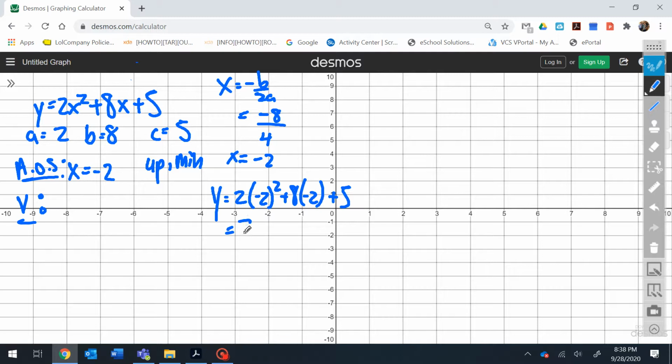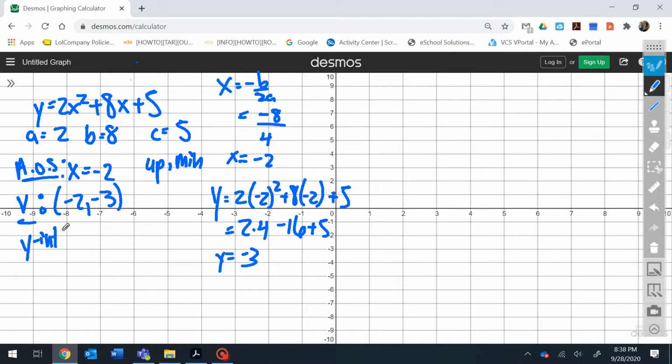So negative 2 squared is 4. That's negative 16, plus 5. So we have 2 times 4, which is 8. So 8 minus 16, which is negative 8, plus 5, negative 3. So the vertex would be negative 2, negative 3.